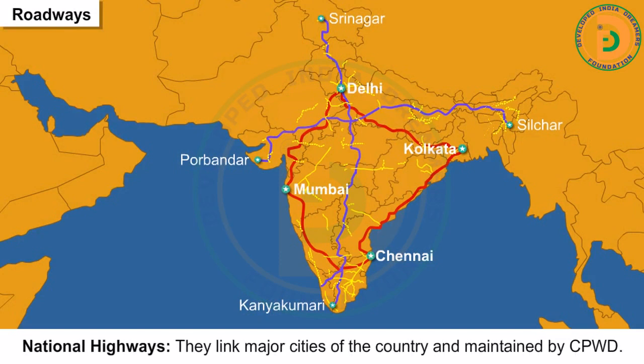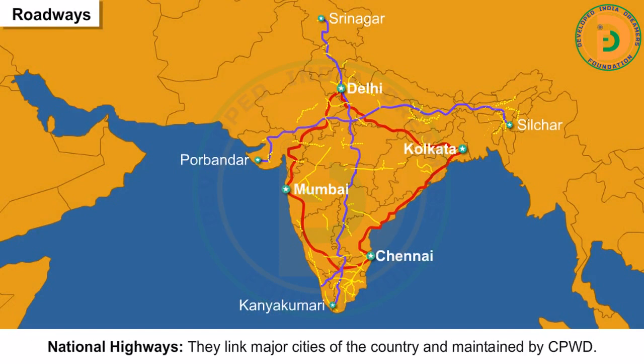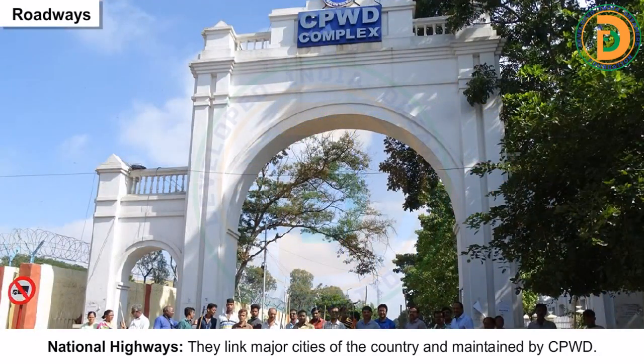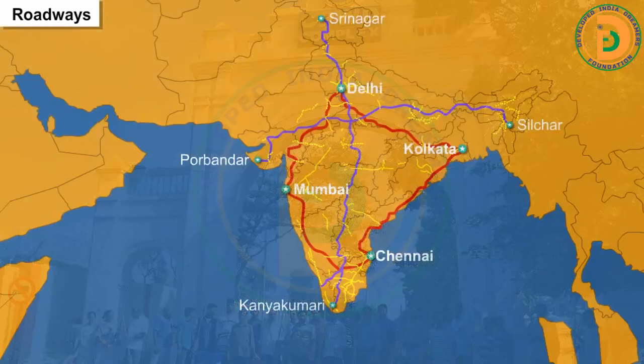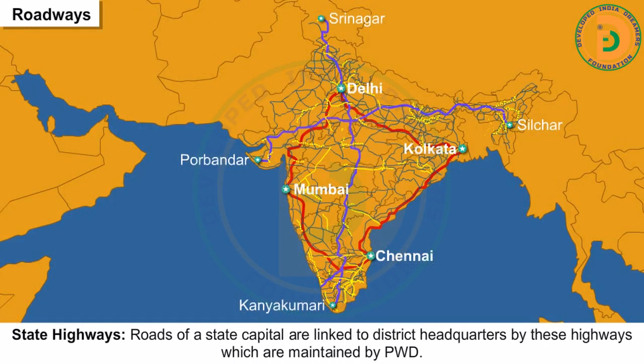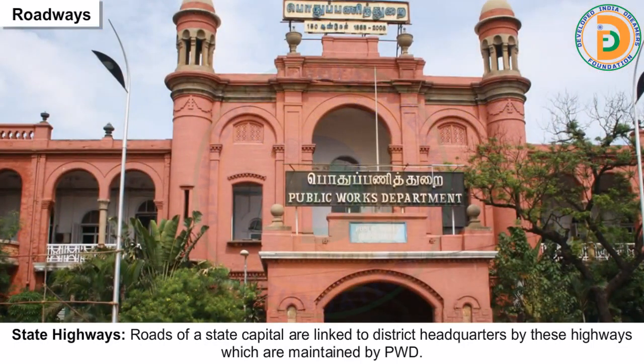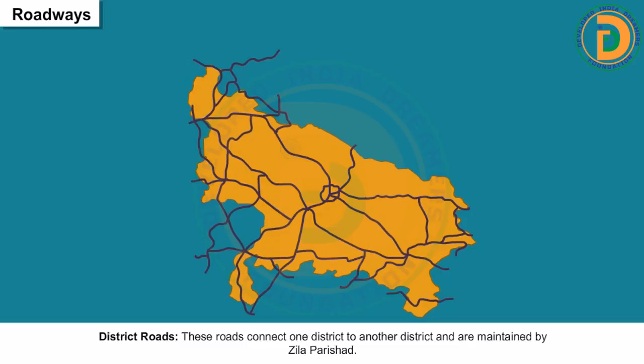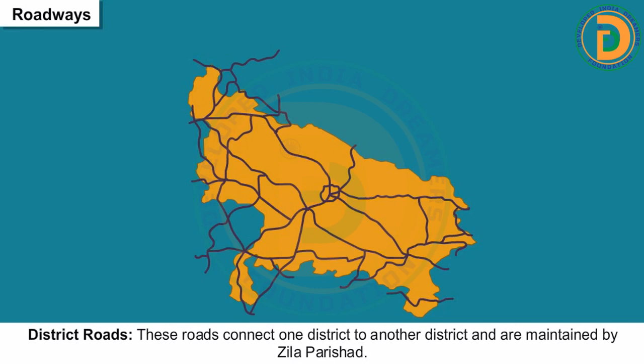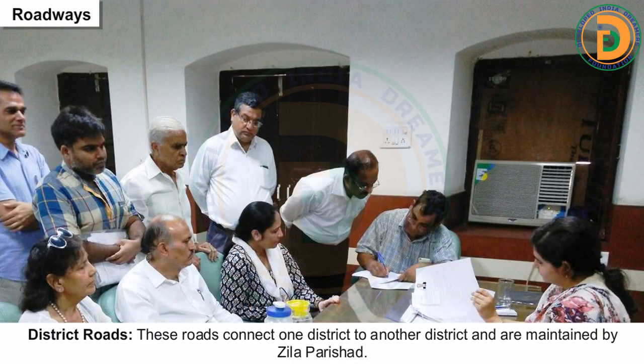2. National highways. They link major cities of the country and are maintained by CPWD. 3. State highways. Roads of a state capital are linked to district headquarters by these highways, which are maintained by PWD. 4. District roads. These roads connect one district to another district and are maintained by Zilla Parishad.